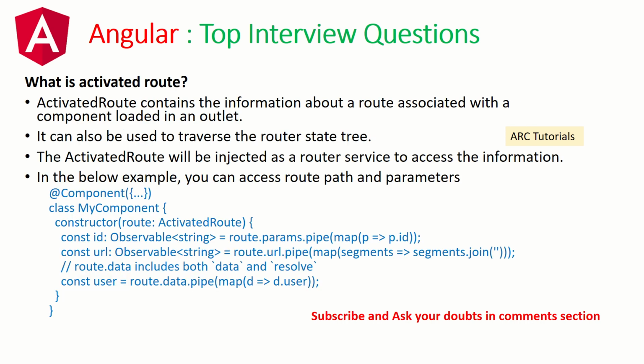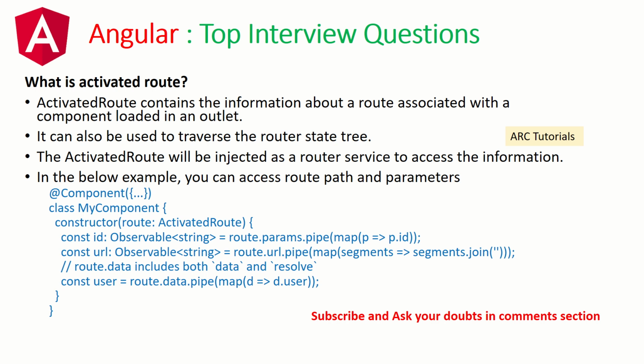Now, what is an activated route? An activated route contains the information about a route associated with a component loaded in an outlet. It can also be used to traverse the router state tree. The activated route will be injected as a service to access the information.